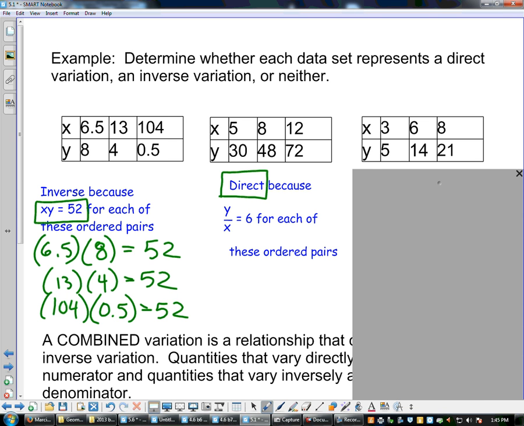30 divided by 5 is 6. 48 divided by 8 is 6, and so on. So it's a direct variation.